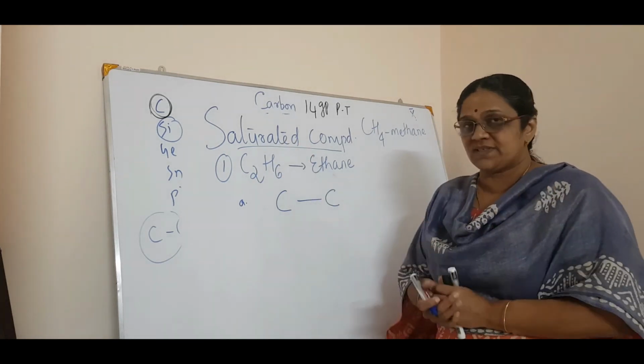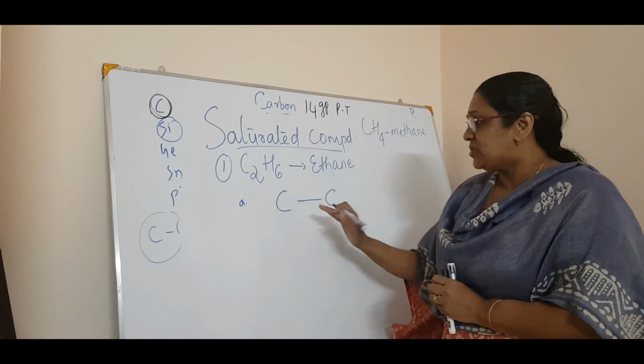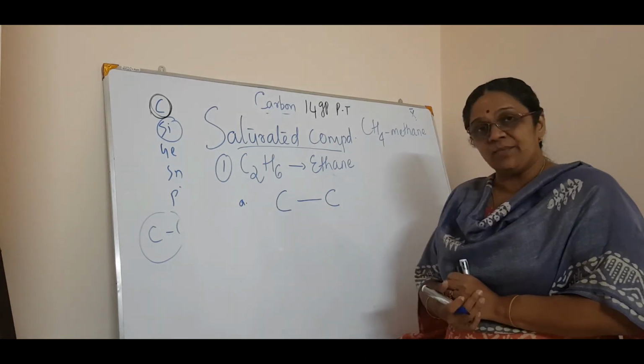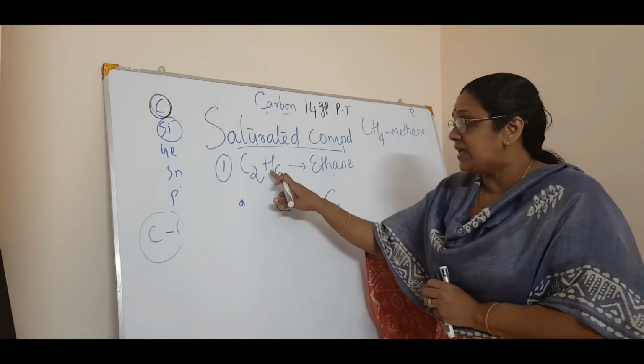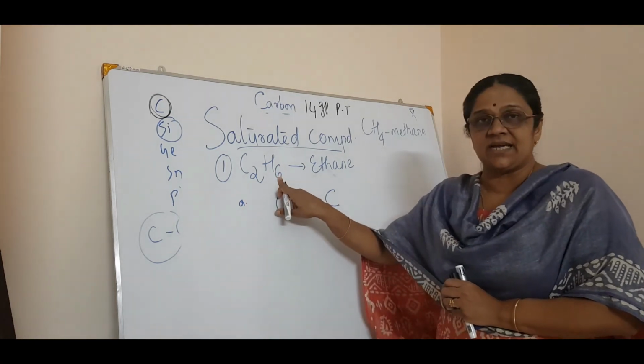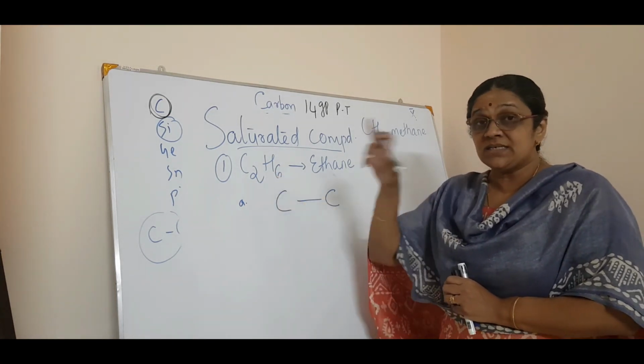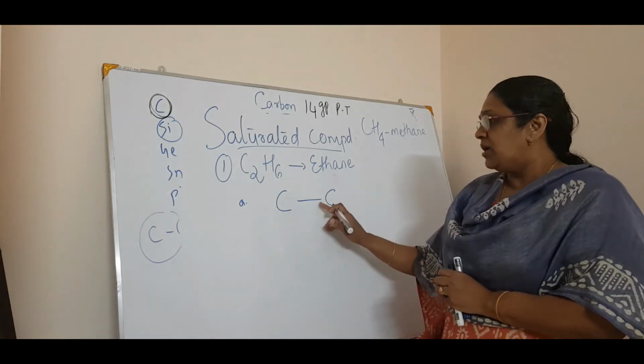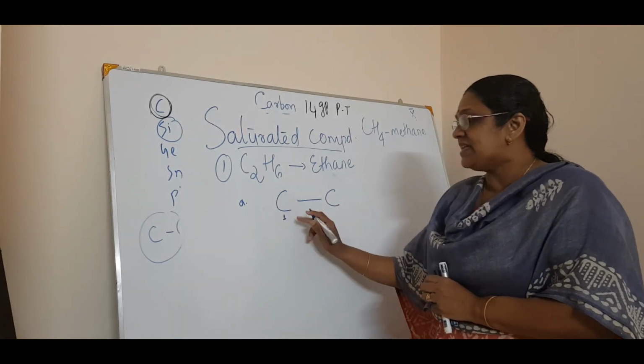All are single bonds. Correct? So, this is a single bond. Now you see there are 6 hydrogen atoms. How many hydrogen atoms? 6 hydrogen atoms. So, this is the first carbon atom. We will see one by one.